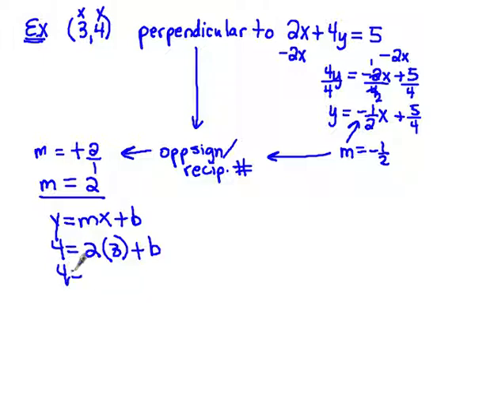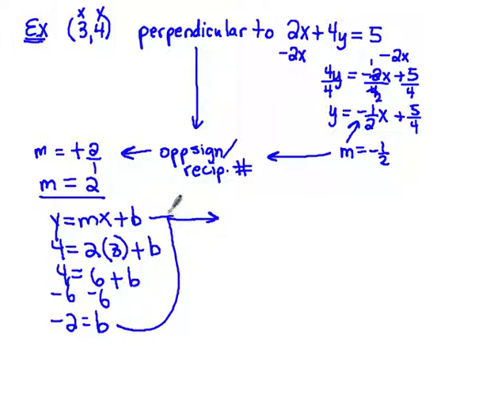So 2 times 3 is 6 plus b. I'm going to subtract 6 from both sides, and I get -2 = b. Now finish it up, and you have y = 2x - 2. 2x - 2 would be my answer. All right, let's do one more of those.